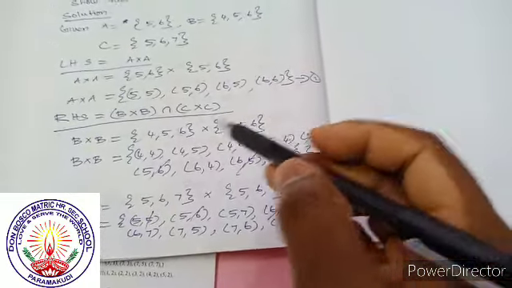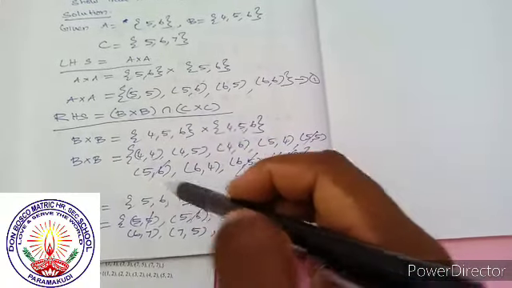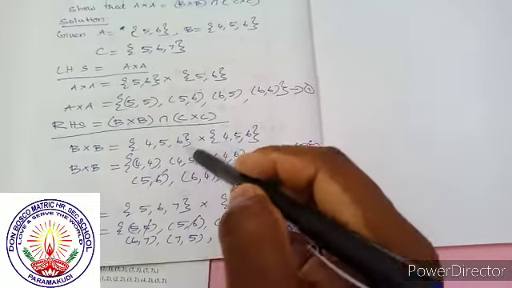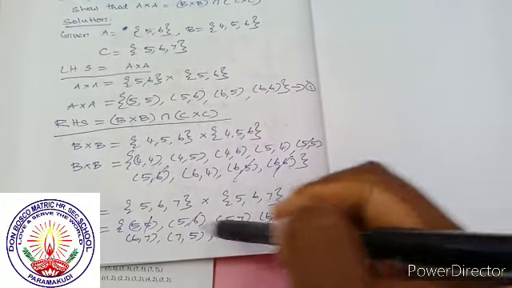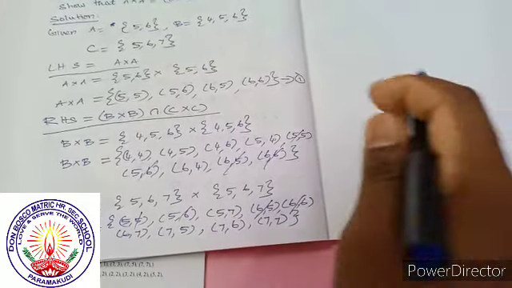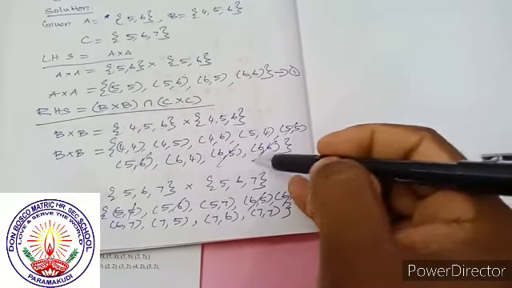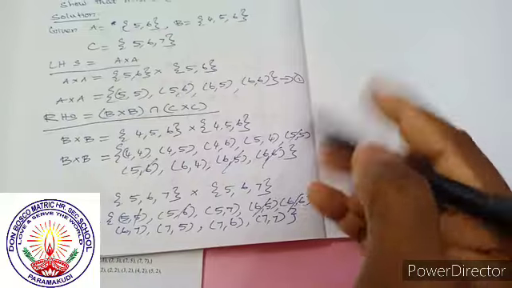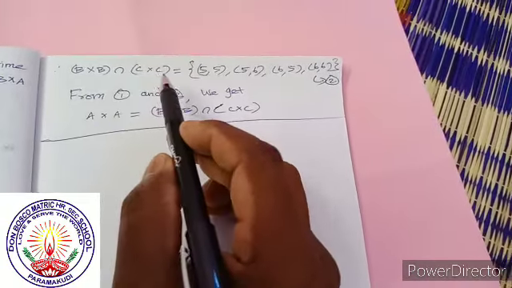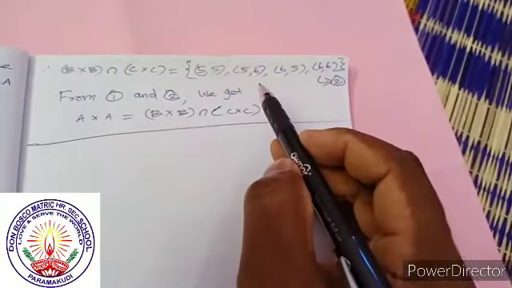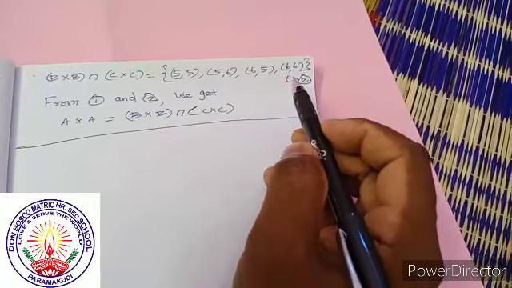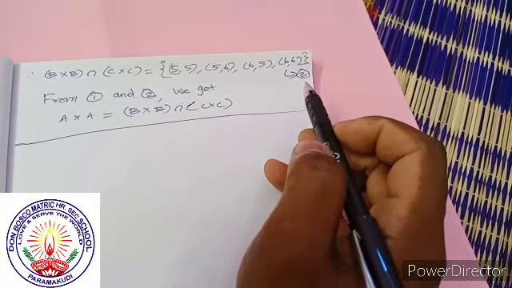So you can easily observe B is {4, 5, 6} and C is {5, 6, 7}. What are the common elements here? 5, 6. Here also 5, 6. Only 5 and 6 will be the common ordered pairs. So here (5, 5), (5, 6), (6, 5), (6, 6) are the common elements. Therefore, B cross B intersection C cross C is equal to {(5, 5), (5, 6), (6, 5), (6, 6)}. So it is equation number 2.